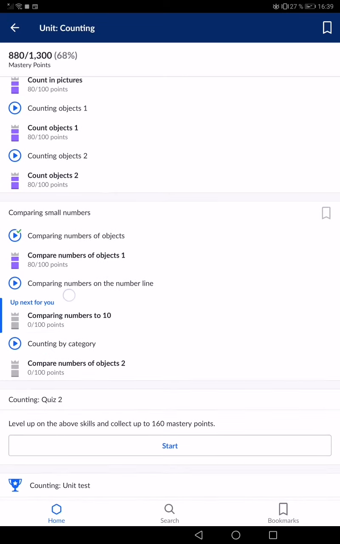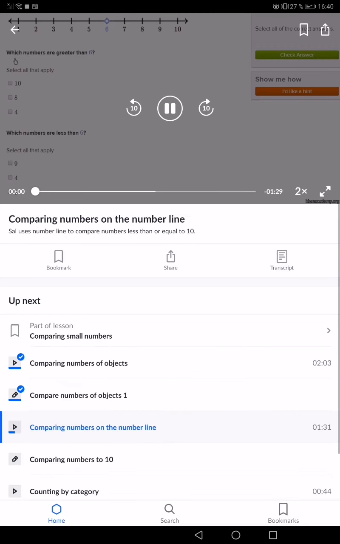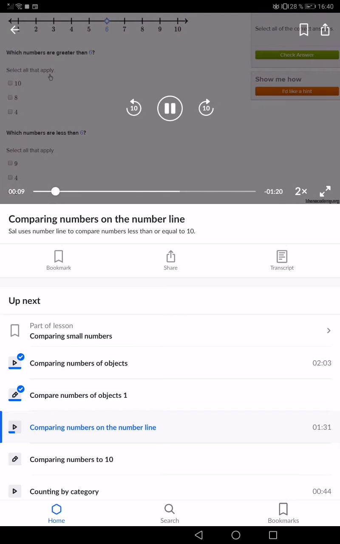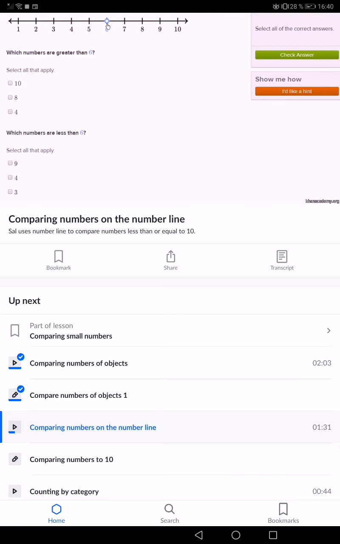Compare numbers. So now we get to the number line. Which numbers are greater than 6? Select all that apply. So we see 6 here on the number line. So the numbers that are greater than 6 are going to be the ones that are to the right of 6 on the number line. We see that we're increasing beyond 6 as we go to the right. 6, 7, 8, 9, 10. So 7 is greater than 6, 8 is greater than 6, 9 is greater than 6, and 10 is greater than 6. And we can keep going. 11 is greater than 6, and 12, and on and on and on.